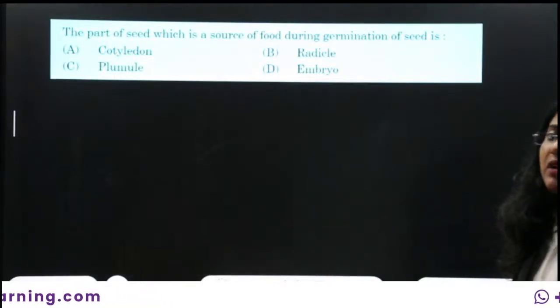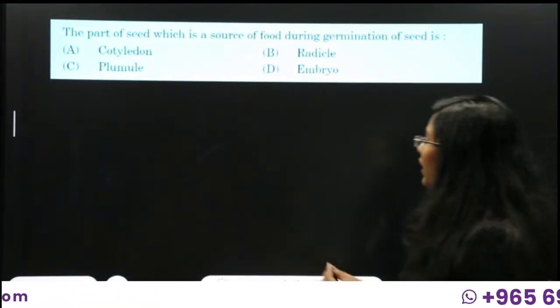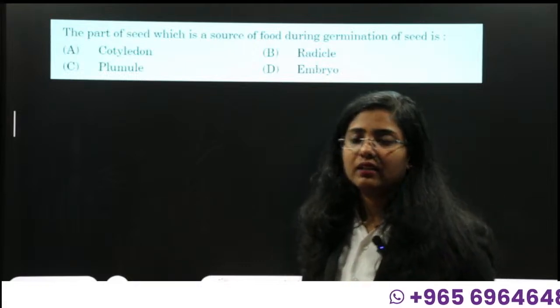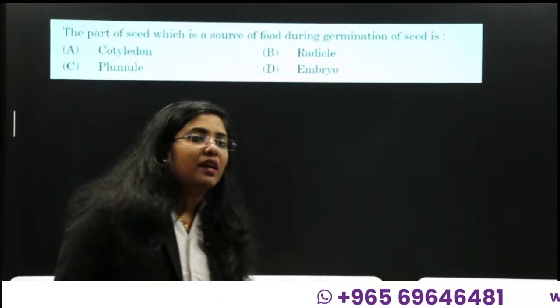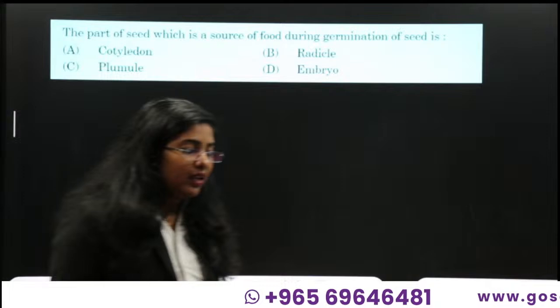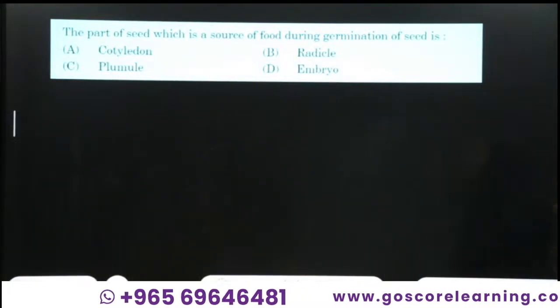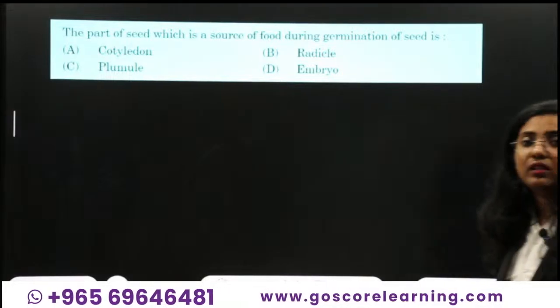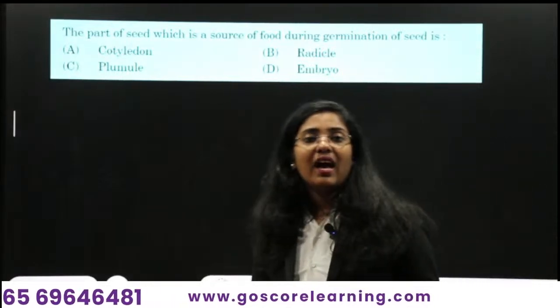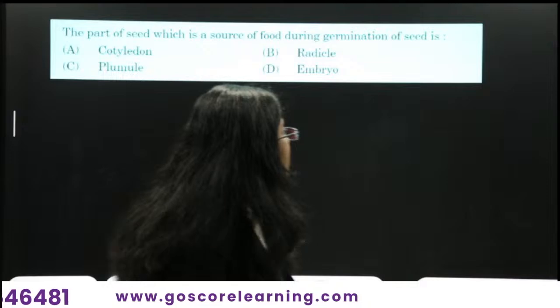It gives rise to the shoot part of the plant. Whereas the radicle, what is the role of the radicle? The radicle is for the formation of roots. So the next two options are cotyledons, and the last option is embryo.